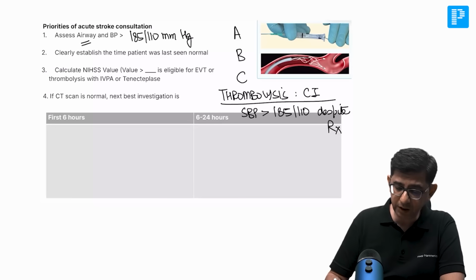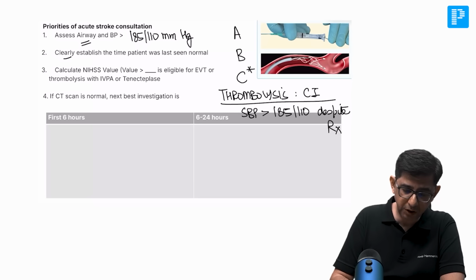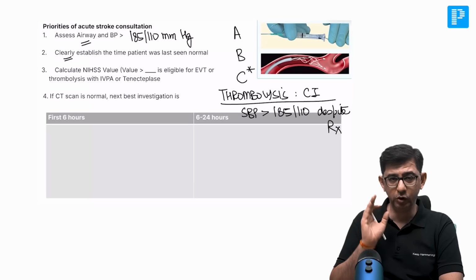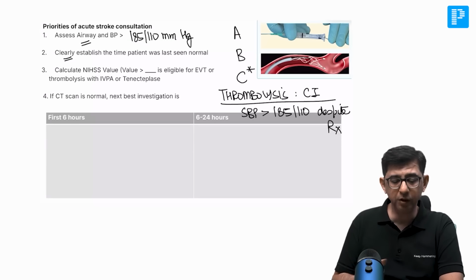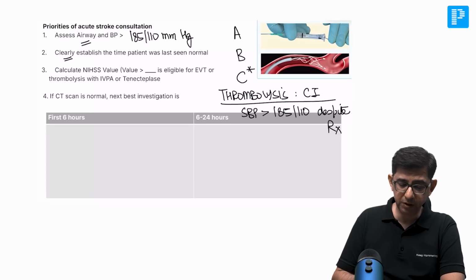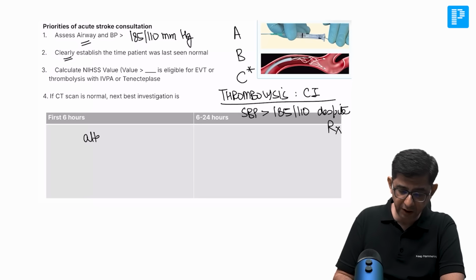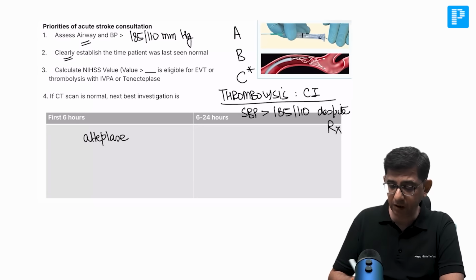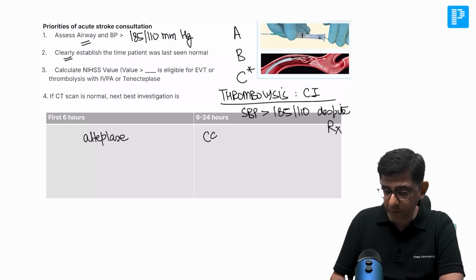And C stands for clearly establish the time the patient was last seen normal. So speak to his wife, speak to the daughter, speak to the maid, because you want to know the exact window period for calculation. Because if the person is coming in the first 6 hours, I will be using alteplase. But if the person is coming after 6 hours, then I will first be doing a cerebral angiography.